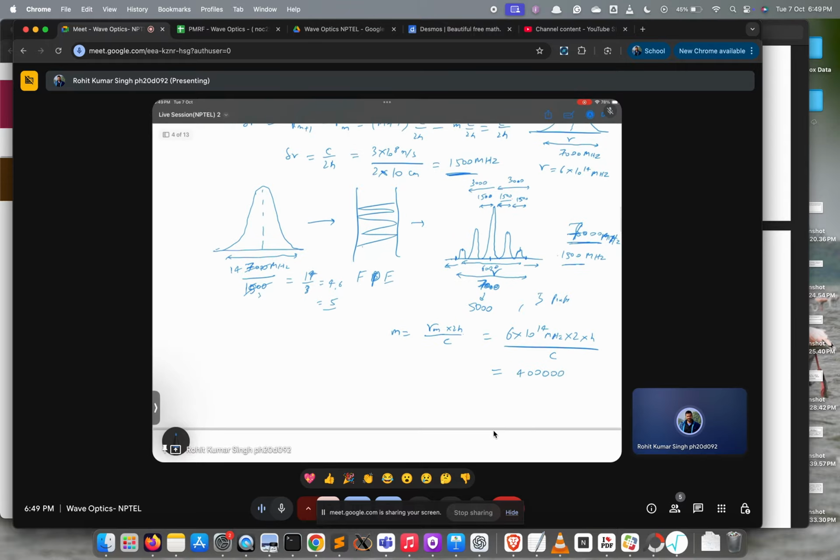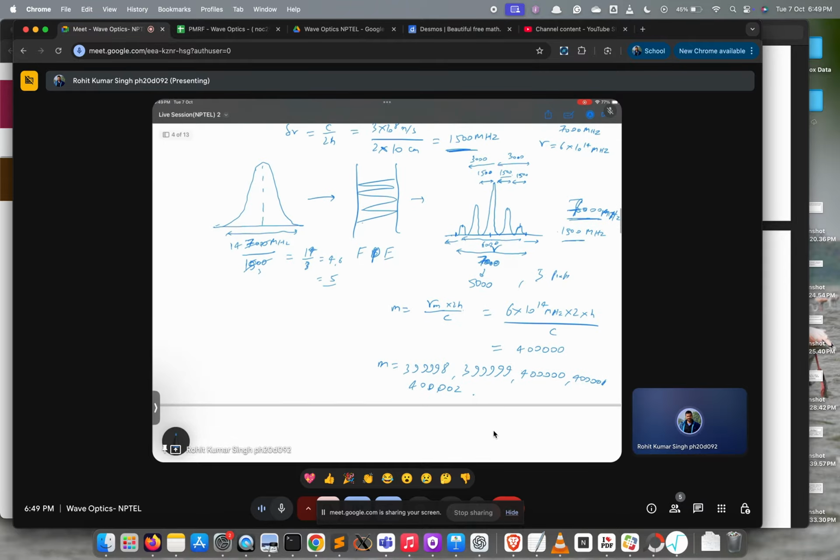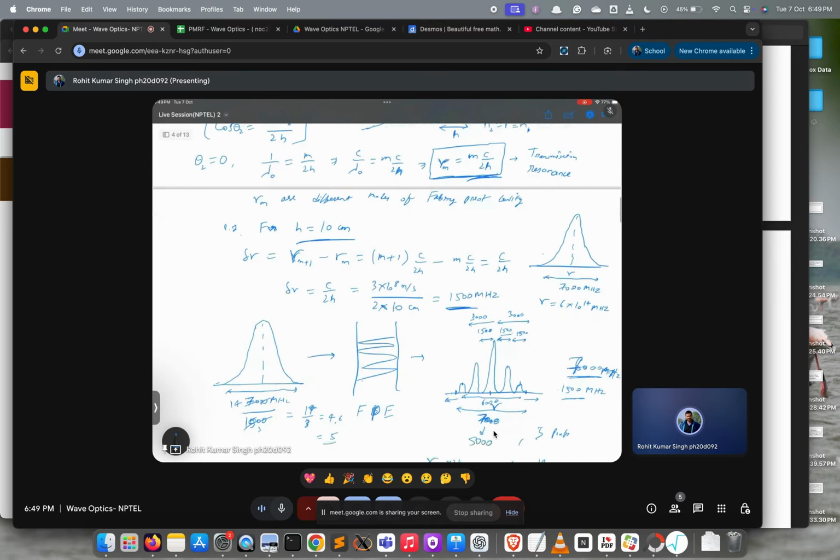So these different peaks that you see: this one is m minus 2, then m minus 1. So m minus 2 is 399998, then the second one will be 399999. The third one that we have calculated is 4 lakh, then you have 400001, and the last one is 400002. So these are the mode numbers, you can say. We used this formula.